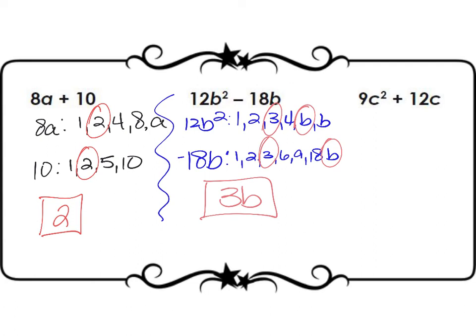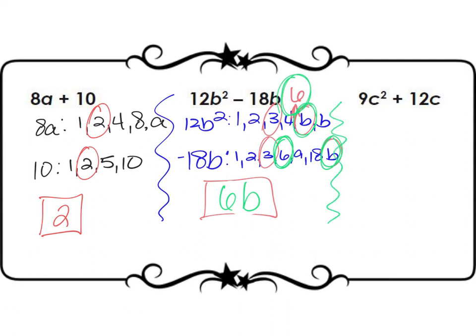Oh no, I missed something. Ooh, that was close. I missed a factor. See what happens? If you miss a factor, there should be a 6 in here, right? Because 6 times 2 is 12. So let me fix this. Our greatest common factor would be 6b. That was totally my fault.